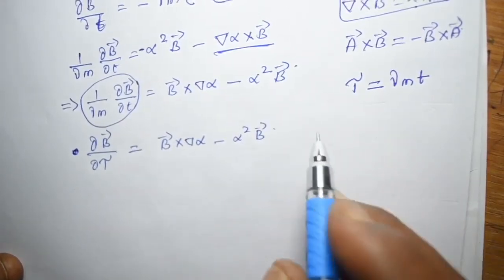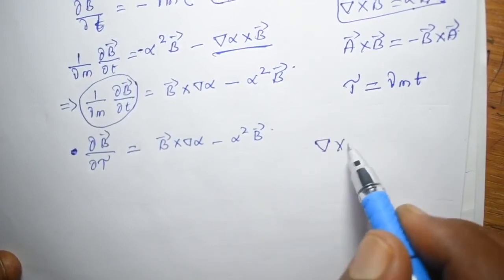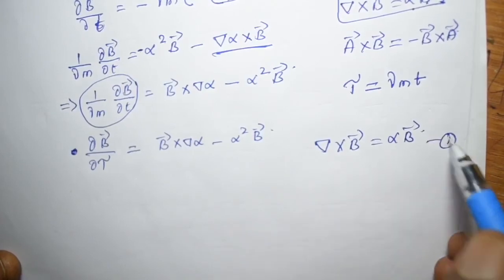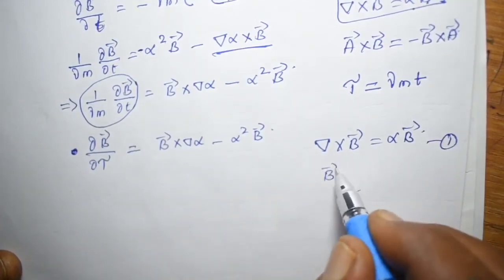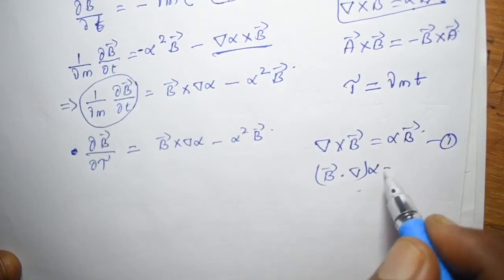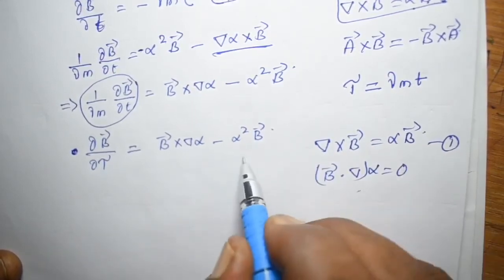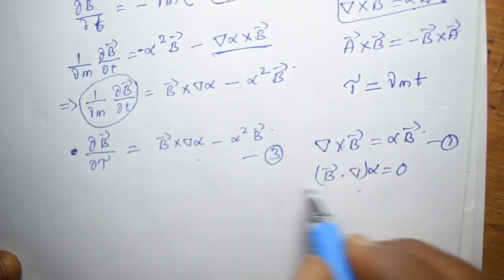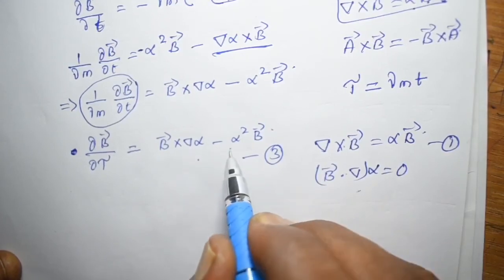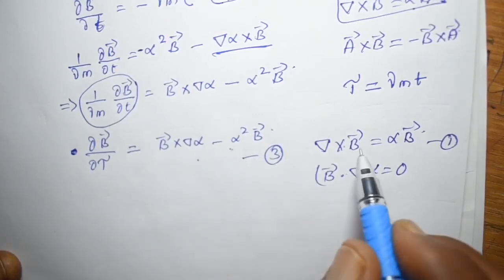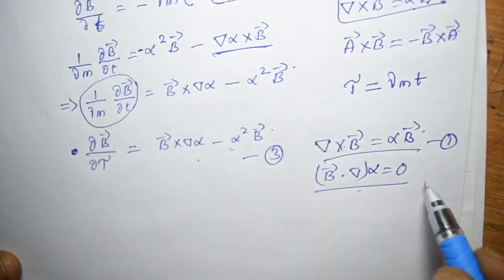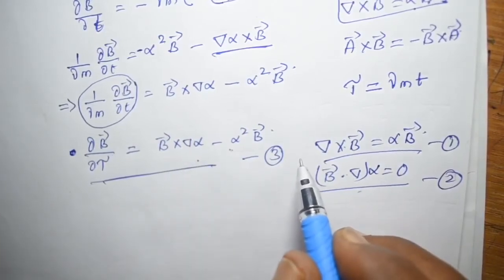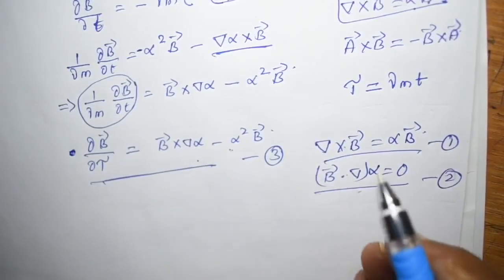Okay, so now, what came in equation 1? Curl of B is equal to alpha into B. What came in equation 2? Equation 2 is B dot gradient of alpha is equal to 0. And now you have equation 3 like this. And these three equations are known as basic equations of force free magnetic field. This equation, this equation, right, and then this equation. These three equations are called basic equations of force free magnetic field.